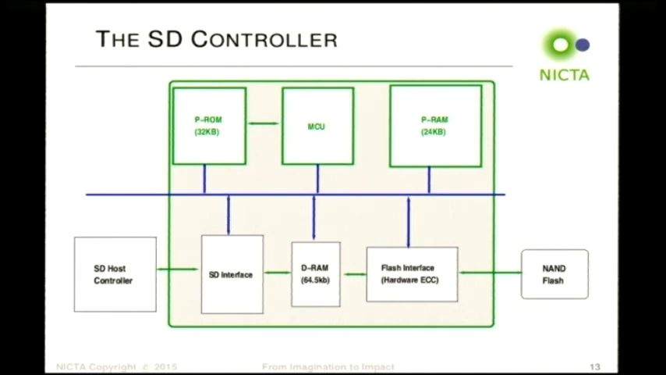What the data path does is it's got the host controller that actually talks to the bus. And that's quite complicated because there are three different modes of talking to the SD card bus. That talks to an SD interface, which interprets the commands that you can send over that bus to decide what you're doing with the card. It's got a buffer. In this case, the buffer is 64K plus a bit for the ECC and other out-of-band data.